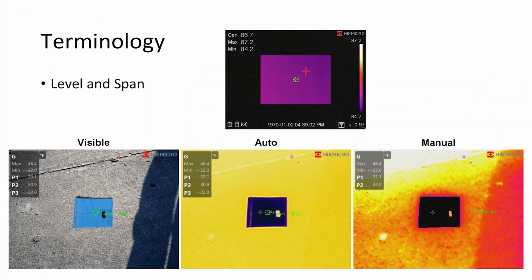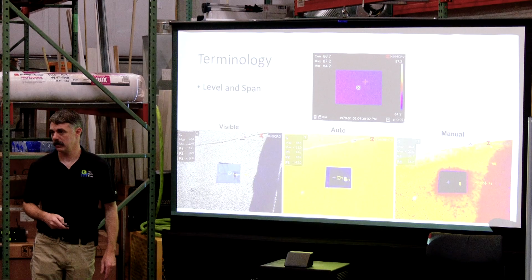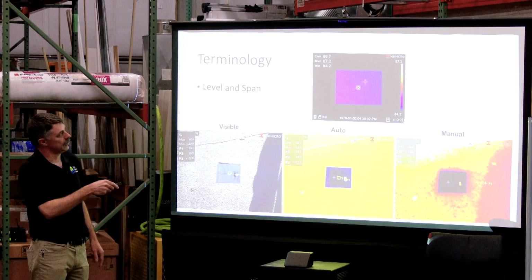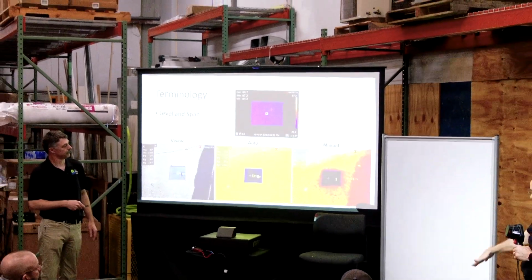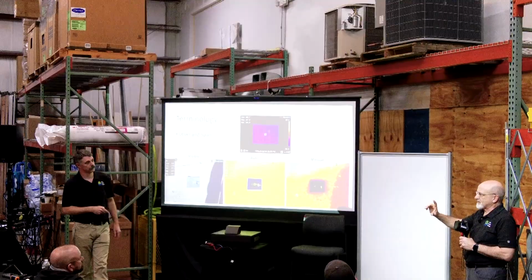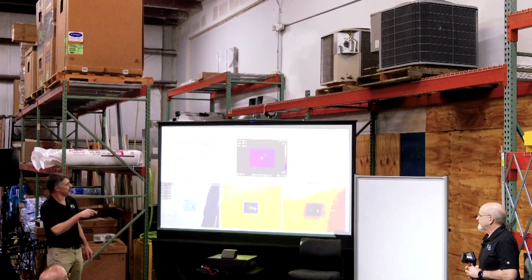All right. Now, I mentioned something called level and span. This is a screenshot of the screen on one of those cameras, and the level and span is over on the right side. The level is the upper range of the color palette on the screen, and this is the lower range. This one is set at 87.2 to 84.2, and the span is the differential between those two. Anything above 87.2 will always look the same color going up, and anything lower than 84.2 will look the same color going down. So you've decided on the target temperature area of interest when you set this up. Correct. Yeah, that's a great way of putting it.